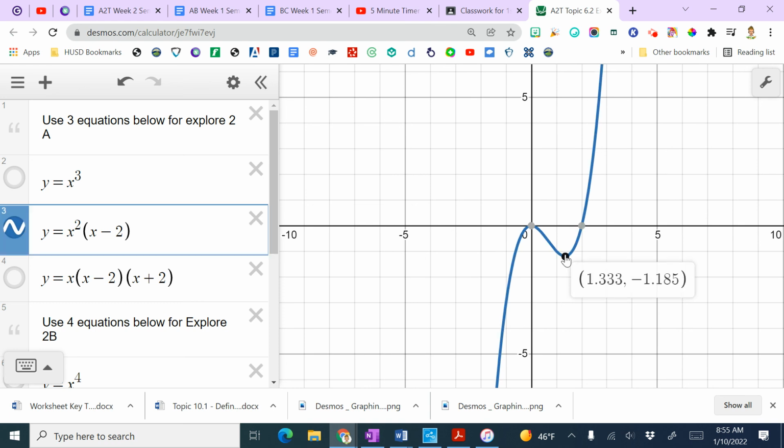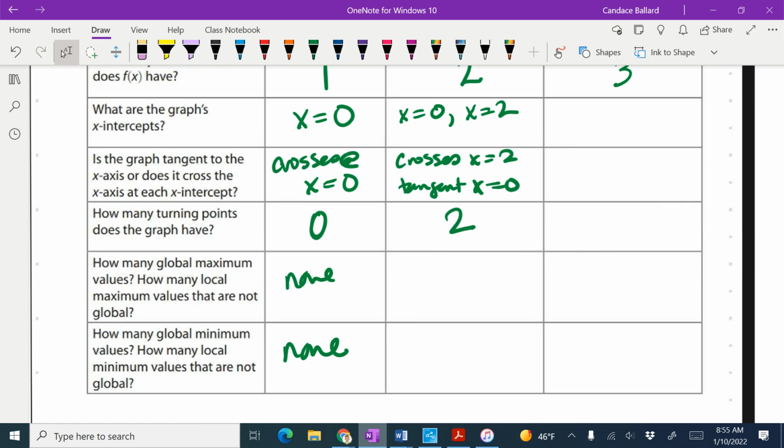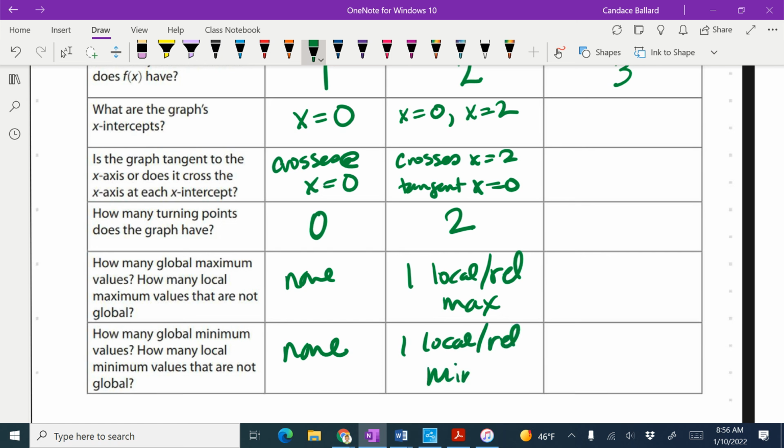We could cheat a little bit. Okay, so let's write those down. It doesn't tell us what we have to identify. So 1 local or relative max, and 1 local or relative min.